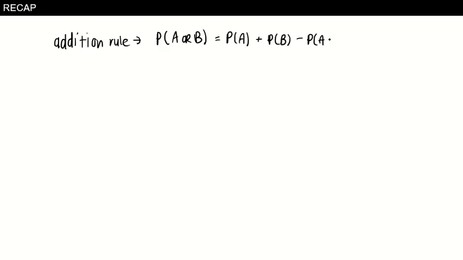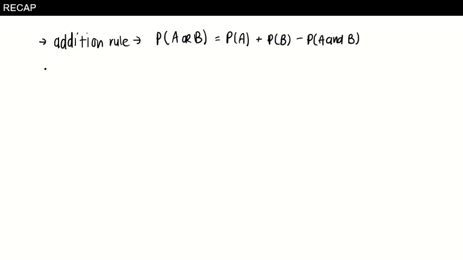So first off, we started with our addition rule, where we know that with the addition rule, it's given that the probability of A or B is equal to the probability of A plus the probability of B minus the probability of A and B. So this addition rule is for absolutely everything. There's no exclusions with this addition rule. It counts for absolutely all our calculations in probability.